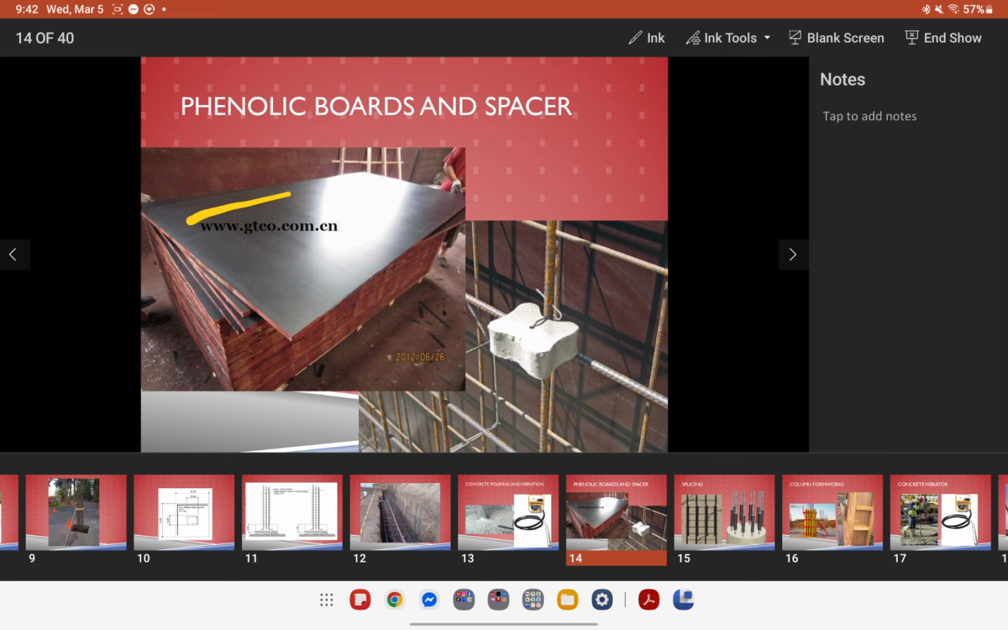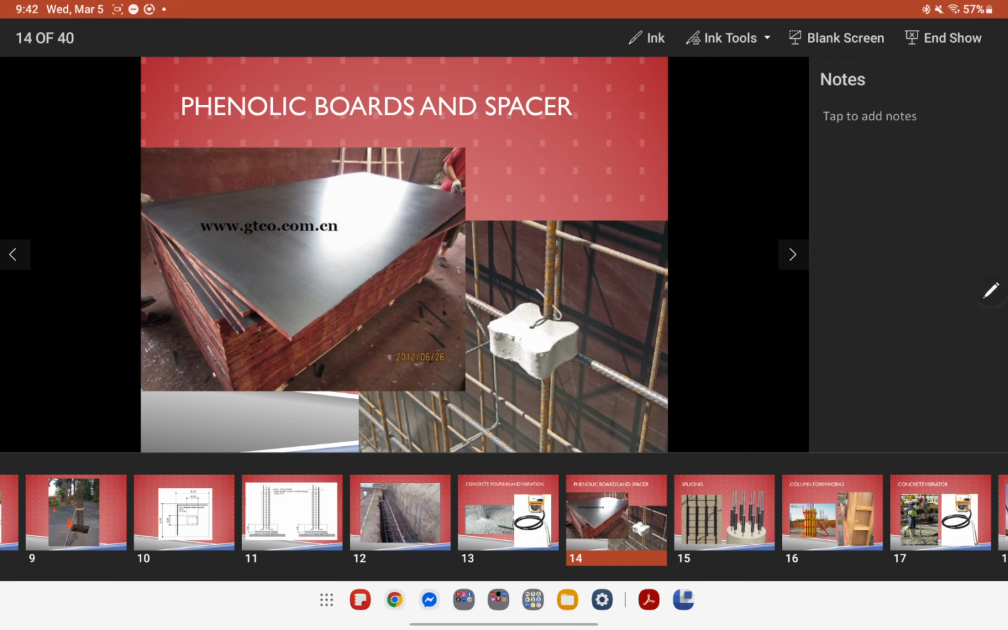The next item that you will see is the concrete spacer. I think I've discussed this already from the previous topic, wherein I mentioned that this will make sure that your rebars will have the correct thickness of concrete cover. Okay.